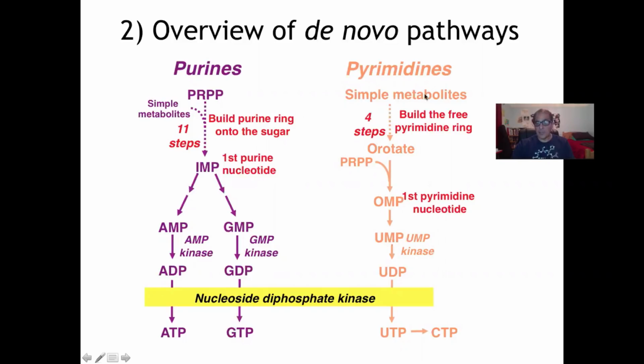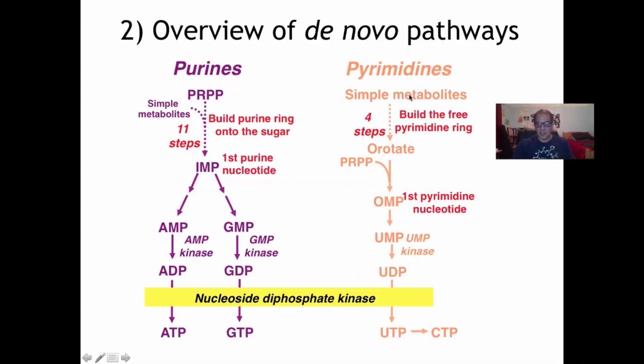The pyrimidine biosynthetic pathway uses a different strategy. In that case, we build the pyrimidine ring first, and then we combine it with PRPP to form the first pyrimidine nucleotide, orotidine monophosphate, OMP, which is converted into UTP, and then the UTP is converted into CTP. So then, in this way, we make all four of the nucleotides that we need for transcription.